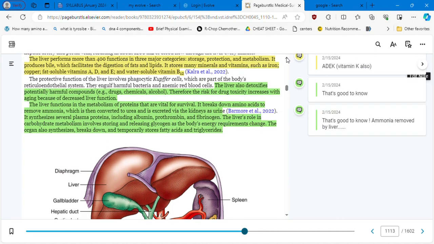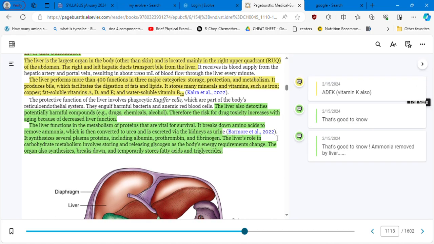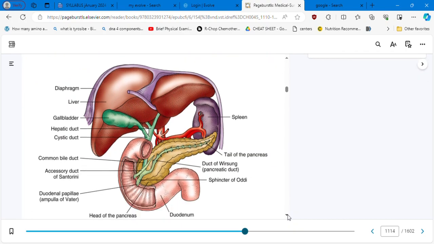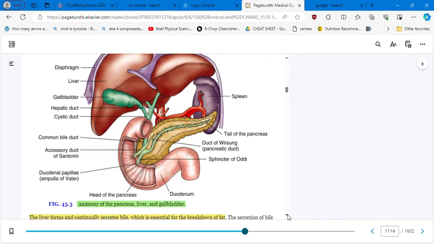And what else I want you to remember from here? Drug toxicity increases with aging because of decreased liver function. Okay, so we have a nice picture here: anatomy of the pancreas, liver, and gallbladder.